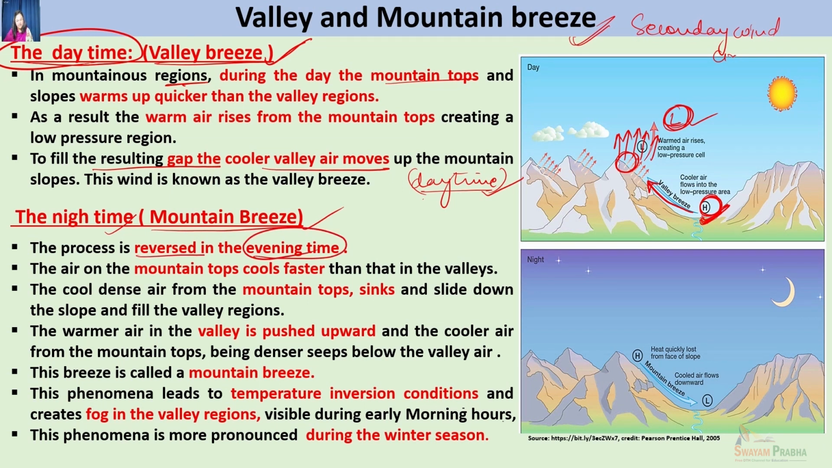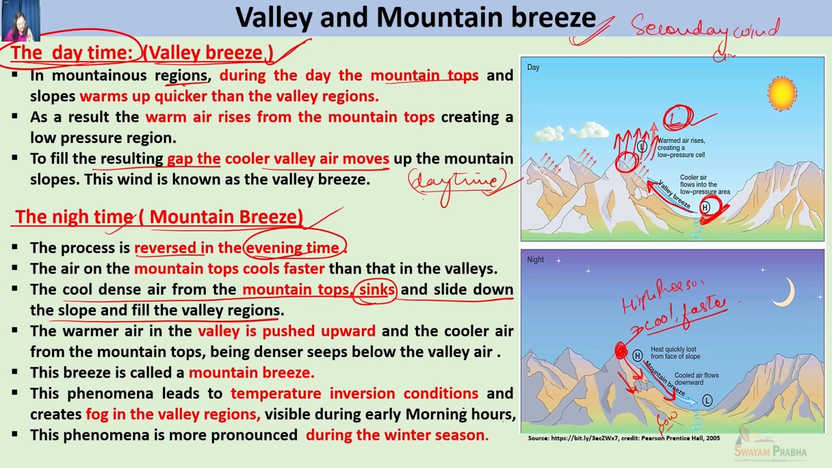As you can see, in the evening time period, the air on the mountain tops becomes cool faster as compared to the bottom valley regions, and the cool dense air creates high pressure over the mountain tops. Contrary to this, in the valley regions you have low pressure, because the valley regions are still comparatively warmer as compared to the mountain tops. So again, the wind starts moving from the high pressure areas towards the low pressure areas. The cool dense air from the mountain top starts sinking and slides down the slope.